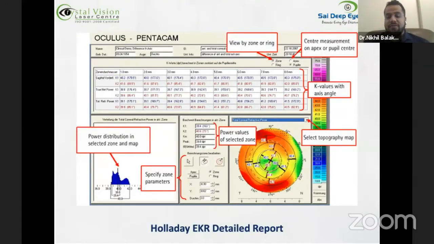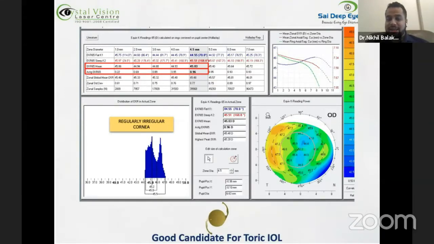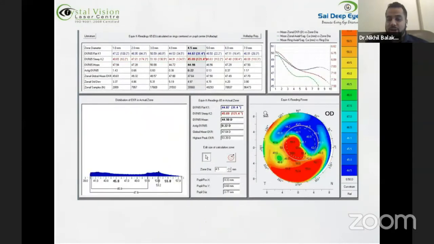What we use as a topographer regularly is the Pentacam, and this is a Holladay EKR detailed map. This gives us the zone by zone toricity as we see at the 1, 2, 3, 4 mm zones. Now, here is a case example of an irregular cornea. If we see here, the EKR 65 mean, which is given by the EKR map, shows us that the toricity is not very widely skewed, it is clubbed together, and the amplitude of the toricity also is very close by. So this is an irregular cornea and is a very good candidate for a toric IOL.